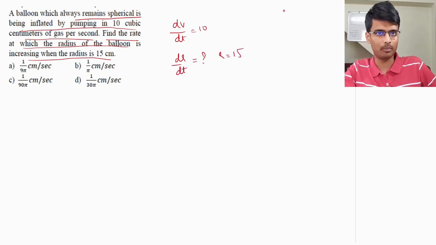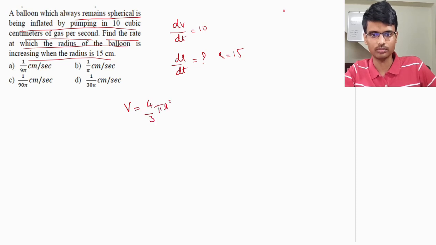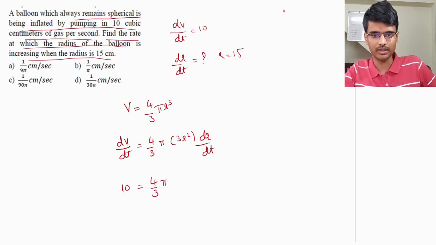To approach these kind of questions, the thought process should be: what is the formula for volume of a sphere? We know that, right? 4 by 3 pi r cube. I just need to differentiate this with respect to time. dV by dt equals 4 by 3 pi, differentiation of r cube is 3r square, times dr by dt. We already know dV by dt is 10. 4 by 3 pi, what is r? r is 15, right? 3 into 15 into 15 dr by dt. dr by dt is the thing we need to find out.